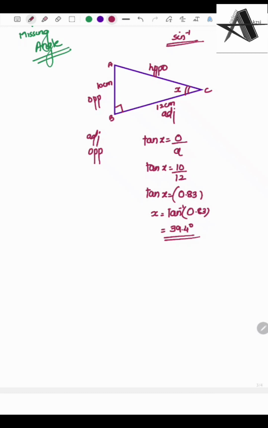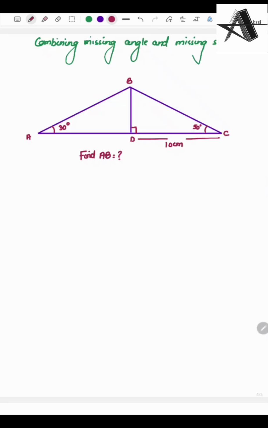Now let me see one question that's going to combine these two concepts. See this question. We have a bigger triangle ABC. DC is given as 10 centimeters. Two angles are given and they are asking for AB. That means this side they are asking.